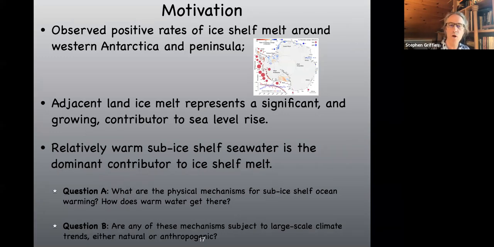The relatively warm sub-ice shelf seawater is, in many places, the dominant contributor to ice shelf melt. And so we can raise some oceanographic and climate questions. What are the physical mechanisms that may affect some warming under the ice shelves? How does that water get there? And are there any of these mechanisms that are subject to change as climate changes? Say the winds change in the Southern Ocean, or you have more precip or melt down there. What can that affect some of these mechanisms?